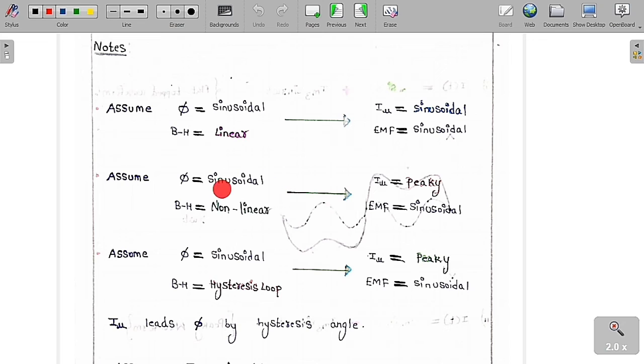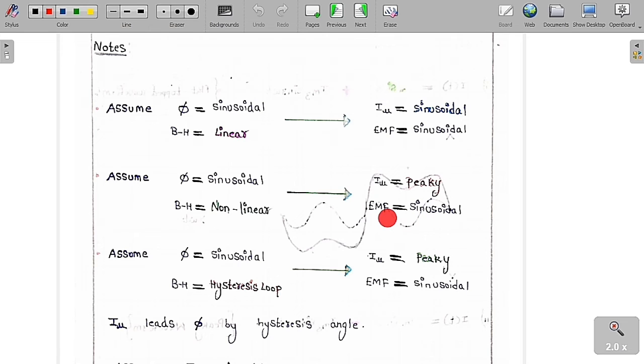If you want the flux to be sinusoidal, we have to give a magnetizing current of a peaky nature. Peaky means it is going to have a huge peak value, and that huge peak value is necessary because there is saturation. For saturation, you need a huge amount of current. Only if you give a huge peak value of current can we get a purely sinusoidal flux. So we can say I mu is of a peaky nature.